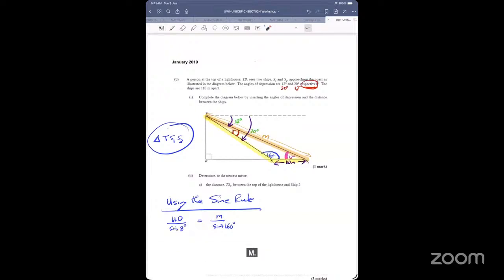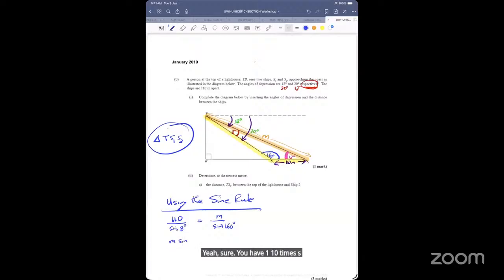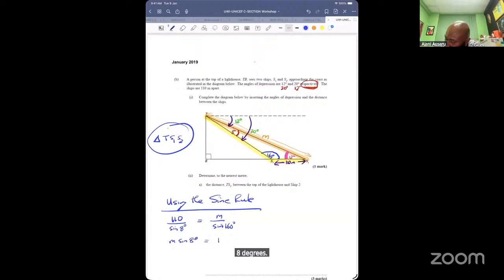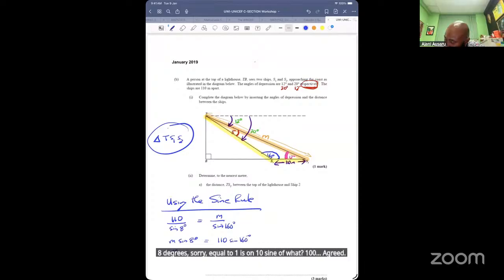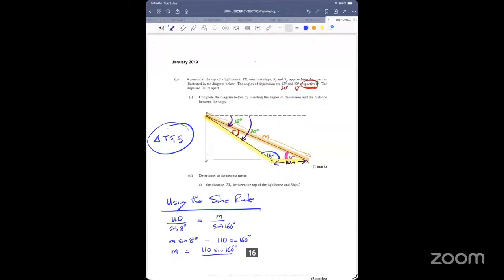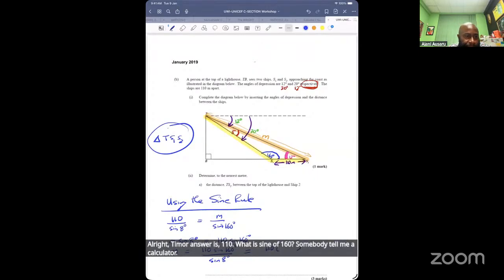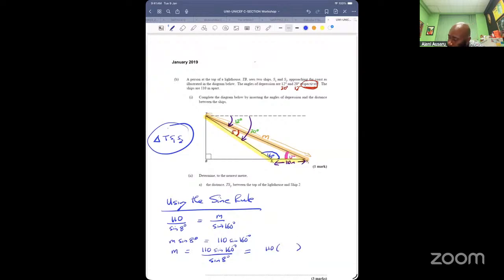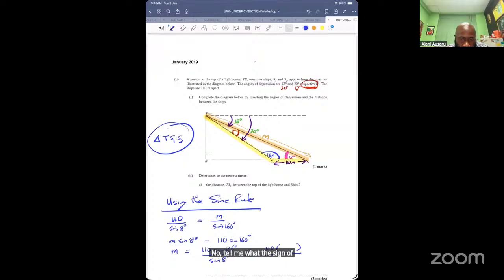What we did earlier, coming right into play now. We can say M times sine 8 degrees equal to 110 sine of 160 degrees. So M is equal to 110 sine of 160 divided by sine 8 degrees. All right, tell me what the answer is. What is sine of 160? Somebody tell me, calculator. M equals 164. No, tell me what the sine of 160 is. That's what I want. The sine of 160.